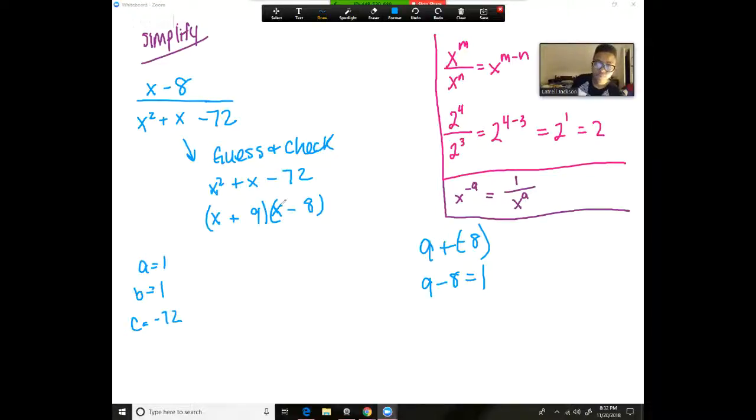One step before I checked, using FOIL, is I would multiply the inner 9 times x, and I'll multiply the outer, x times negative 8. Then I would subtract. So 9x minus 8x is 1x, and that's my B, 1x. That's what I wanted. So that's one version of the check.